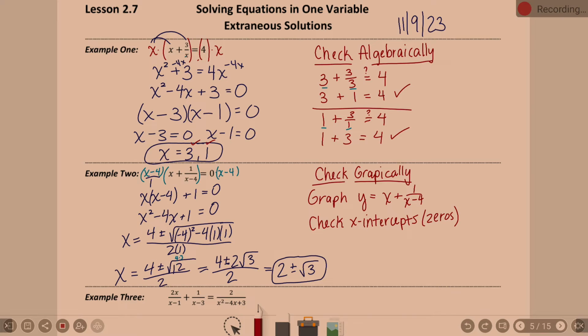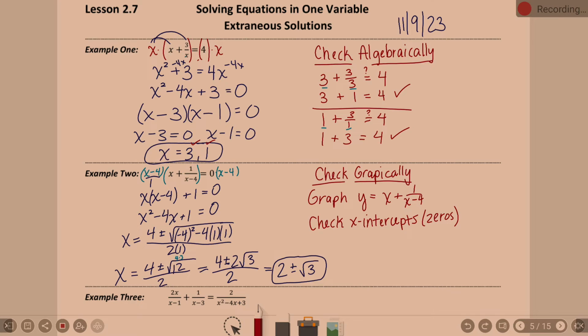We have x plus 1 over x minus 4. Random, but I see a slant asymptote there, it looks like. And a vertical asymptote. Okay, how can I check these?